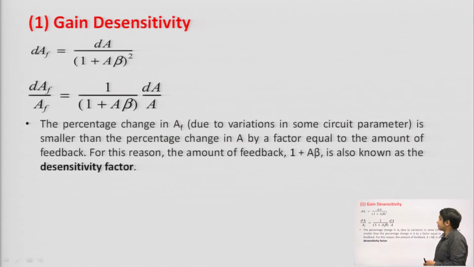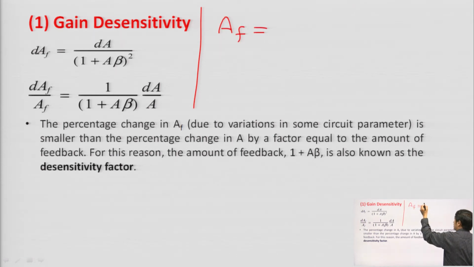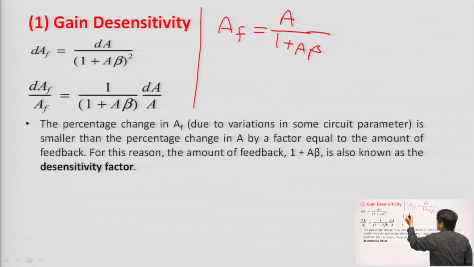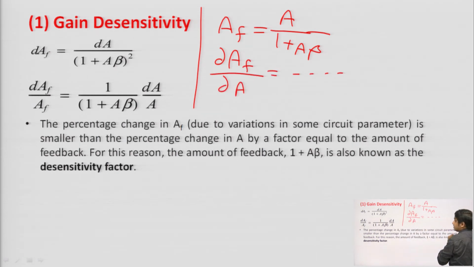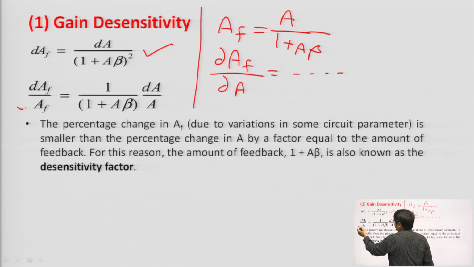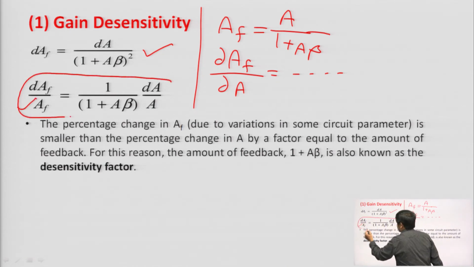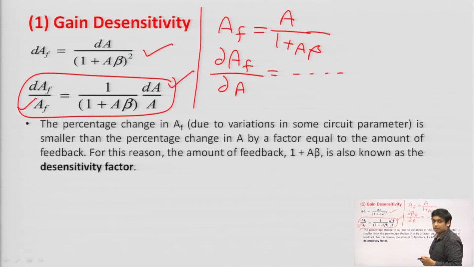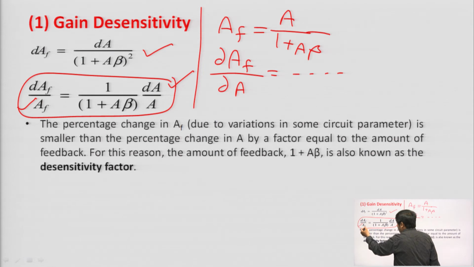So, the first property that I have mentioned is gain desensitivity. How do we calculate it? Since we have already got the expression AF is equal to A upon 1 plus A beta, if we differentiate this AF with respect to A, we will get dAF is equal to dA upon (1 plus A beta) square. Now, just divide by the factor AF, then we will get this expression. Just observe it, you can see that dAF upon AF is equal to 1 upon 1 plus A beta into dA by A.